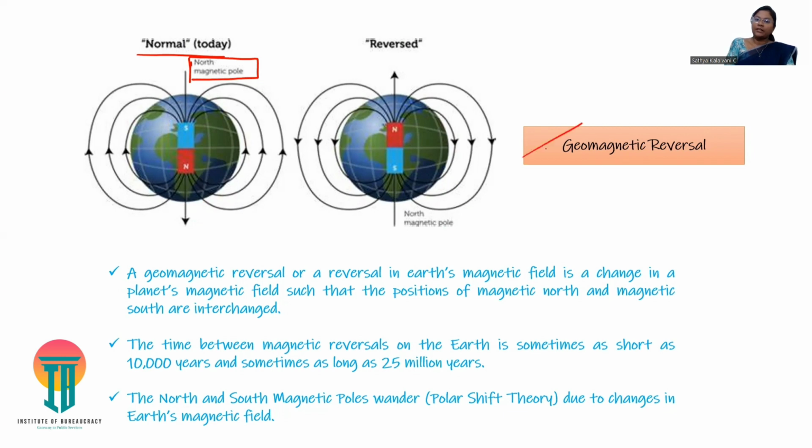So what do we mean by geomagnetic reversal? After a geological time, after a considerable time gap, there is a possibility that the magnetic north pole would shift from the northern hemisphere to the southern hemisphere.